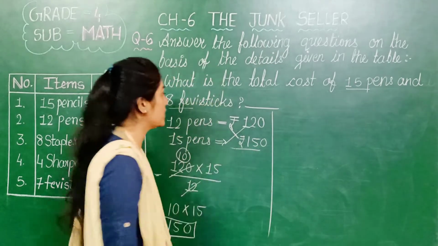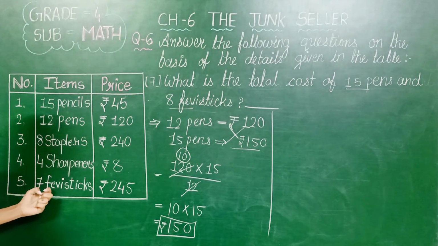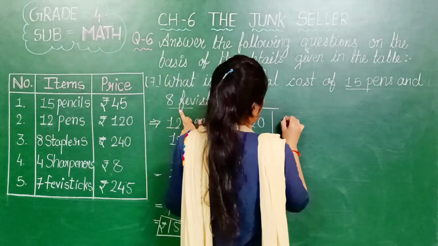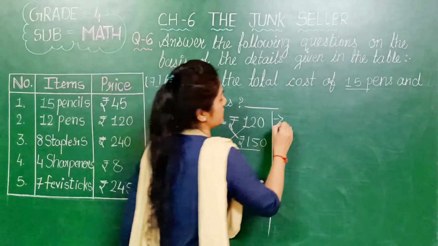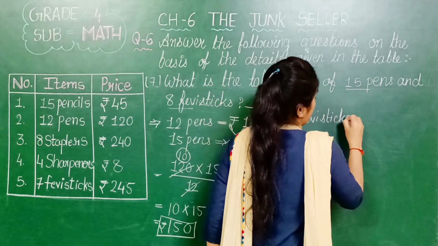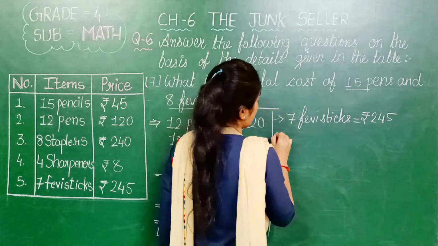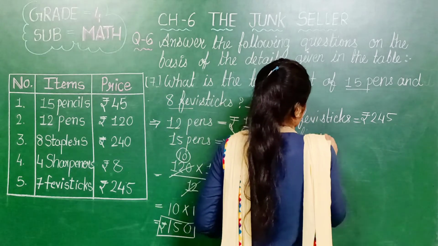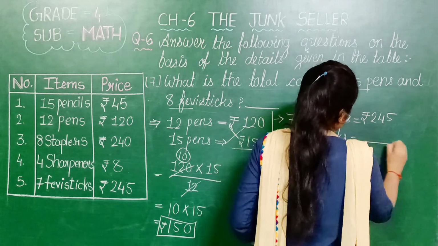Now we have to find the cost for the 8 fevisticks. In the table we are having the cost for 7 fevisticks, which is 245, and we have to find it for 8 fevisticks. So we can make the sentence like this: the cost of 7 fevisticks is rupees 245. So what is the cost of 8 fevisticks? It is equal to how much?